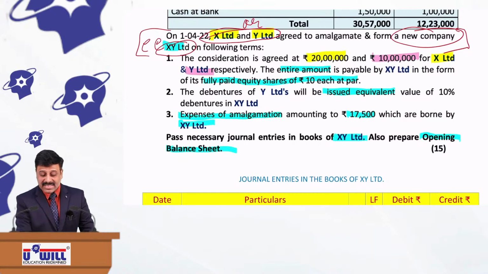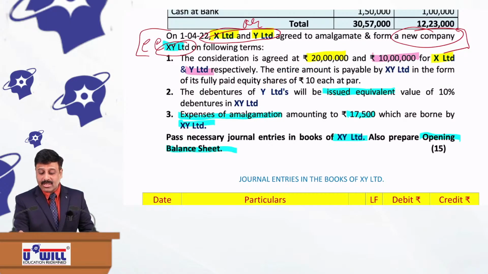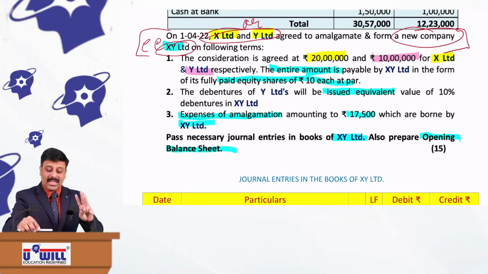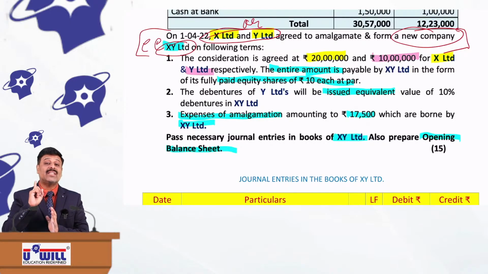And third condition is satisfied in this first paragraph, first adjustment, that entire amount is payable in the form of equity shares only. Third condition also, that entire consideration is payable in the form of equity shares only. All the three conditions of merger are satisfied. So here we will be passing the journal entries in the books of XY Limited following which method of accounting? Pooling of interest method of accounting. First we'll pass the journal entries, then we'll make the balance sheet.